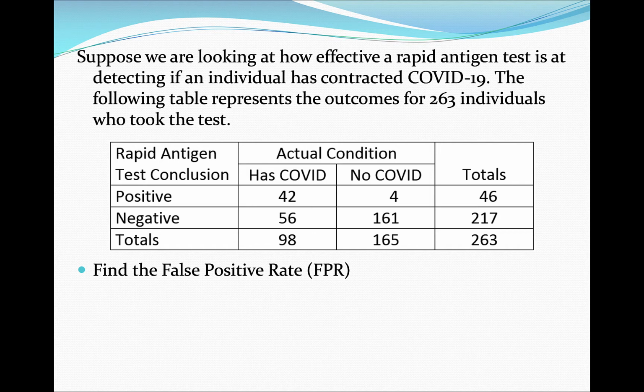Then you say, out of those 165, how many did the test say was positive? And that is, of course, 4. So the false positive rate, also written as just FPR, is that 4 out of 165, which gives us a rate of 2.4%. That's nothing more than a conditional probability. You just have to get used to the term and what it represents in terms of these tables.